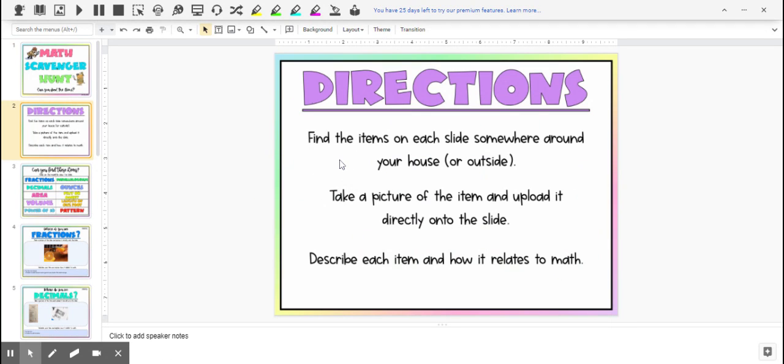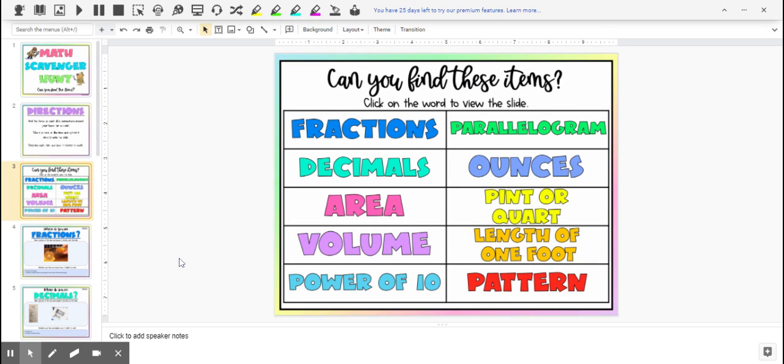This week for your at-home math learning, you'll be completing a math scavenger hunt. Here are the directions. Find the items on each slide somewhere around your house or outside. Take a picture of the item and upload it directly onto the slide. Describe each item and how it relates to math. Here are the items that you have to find.